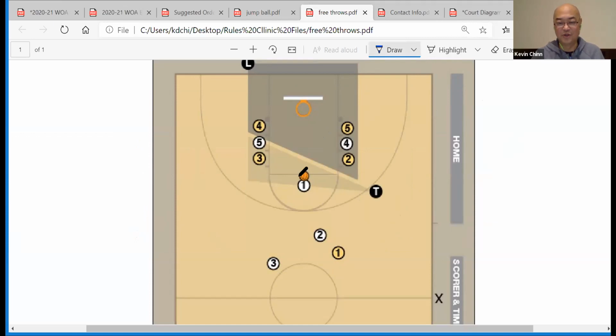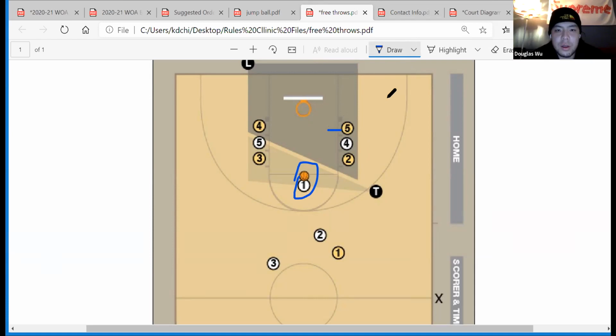So first of all, A1 is shooting, right? That's pretty simple. B1 steps into the lane prior to A1 releasing the ball. So B1, in this case, let's just call it number 5, steps into the lane prior to him releasing the ball. Right now, what do we have? Lane violation. What kind of violation? Free throw lane violation.